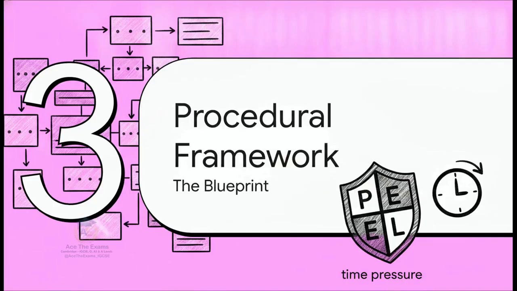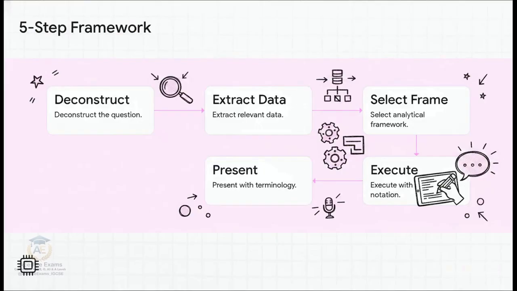All right, Section 3, the procedural framework. Think of this as your blueprint for transformation. Let's see how this builds into your computer science success blueprint, shifting you from raw theory directly to exam application under strict time pressure. Here is the exact 5-step systematic sequence you must use to tackle those complex 4.1 exam questions.